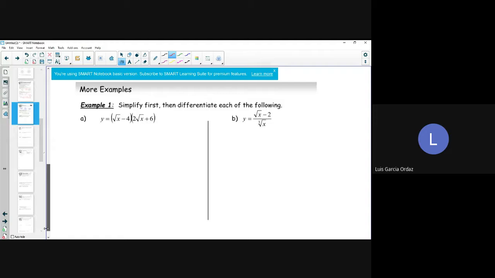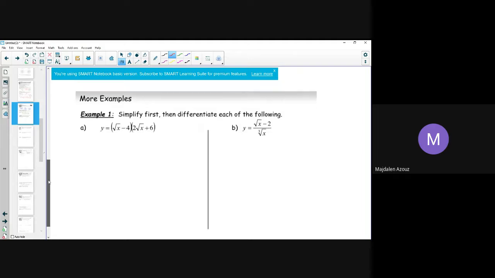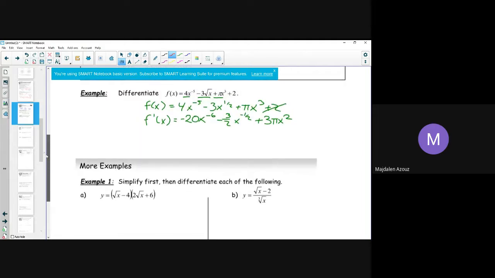Okay, yes, Madge? Can you just pull it up a little? I just want to copy the top. Yeah, just a minute. Oh, because it has pi in it, and you have a question with pi.